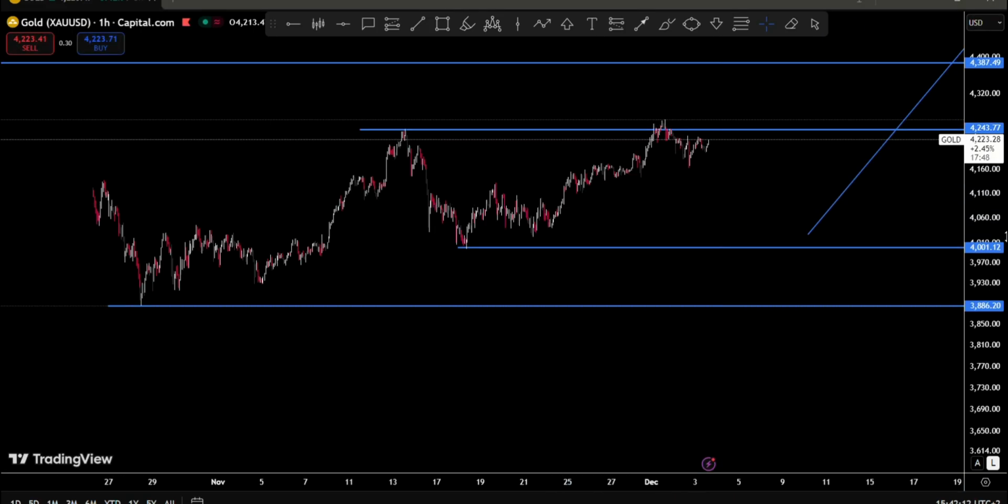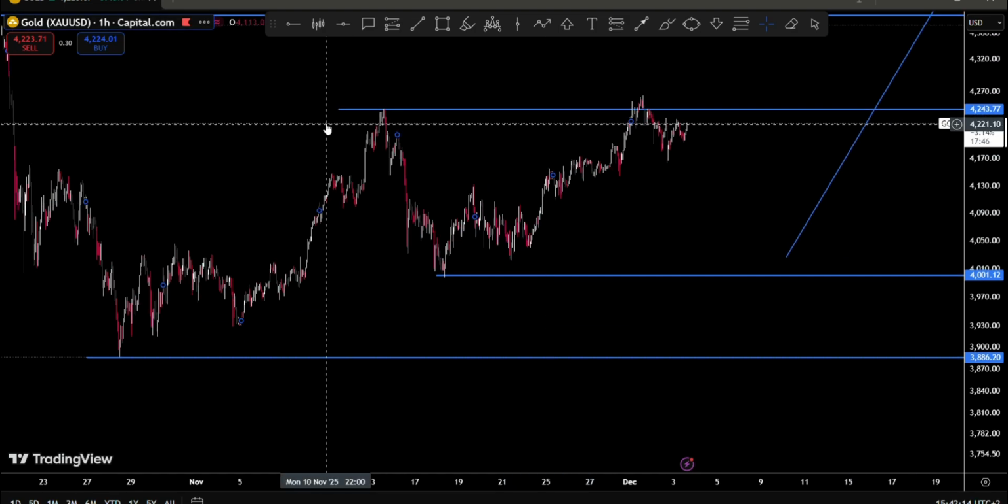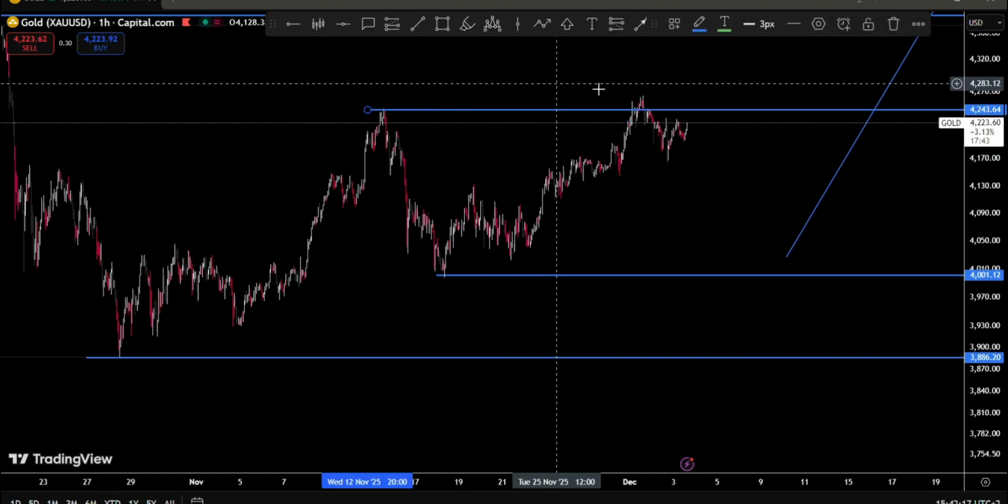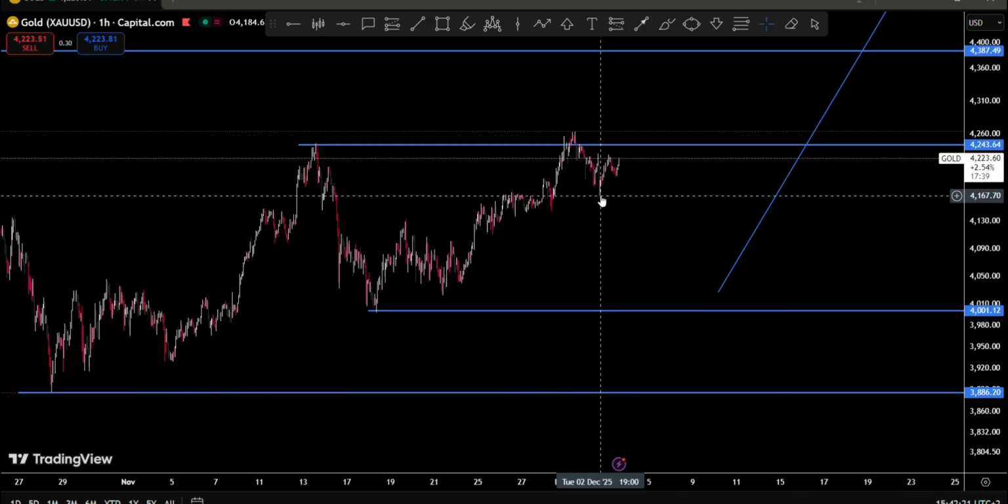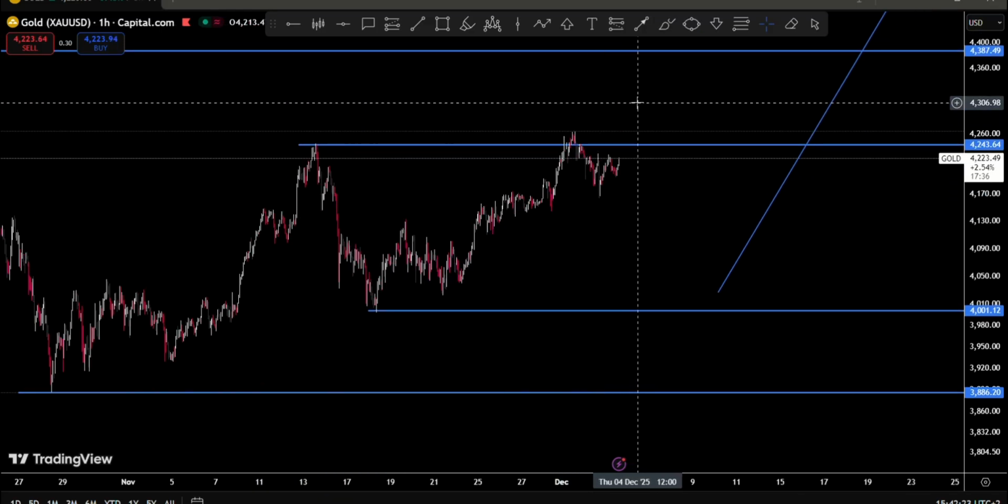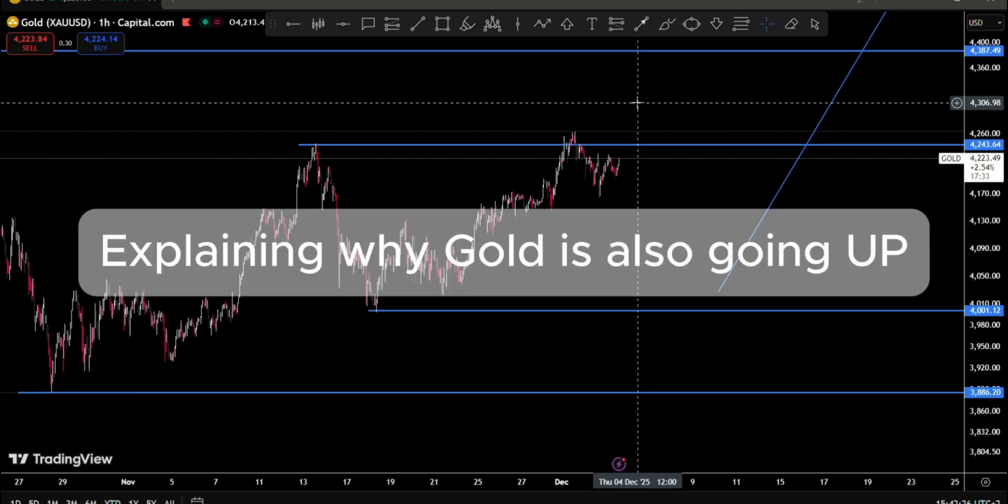So this high. You see that the market has been doing what? It respected this high here. Then it reacted. Then it's possible also that the market might do what? Might go up. Remember that gold is very important.